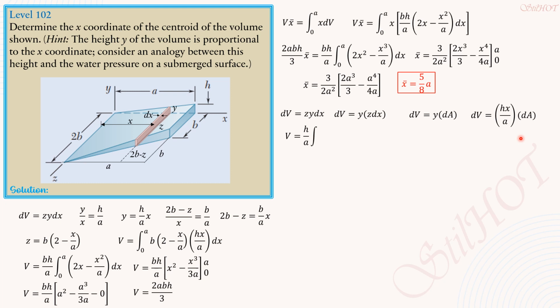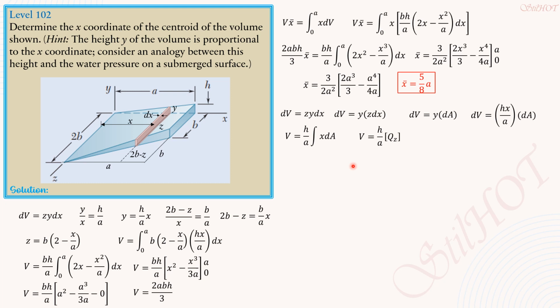So volume therefore is h over a times the integral of x dA. From statics or from integral calculus, this is the first moment of area. Therefore, we replace this by area times bar x, or simply Qz. Volume therefore equals h over a times Qz, the first moment of area, or it is equal to area times bar x. So the area, the projected area on the xz plane, and the moment of that area with respect to the z-axis, or the yz plane.